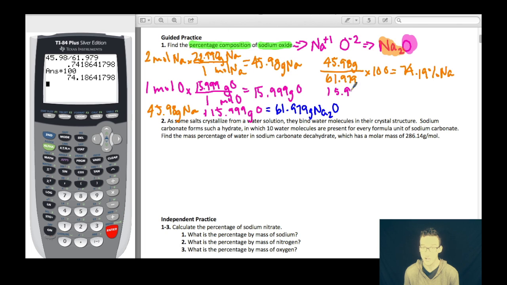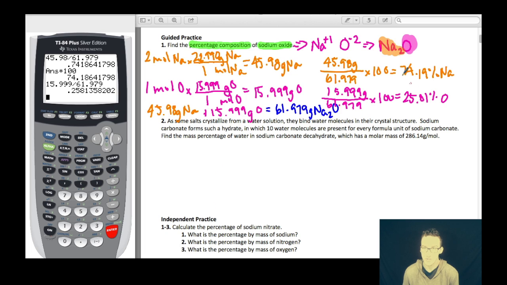15.999, which is the part oxygen, divided by the same total, 61.979, times 100, to determine what our percent oxygen we have in this compound. So 15.999 divided by 61.979 equals 25.81% oxygen.